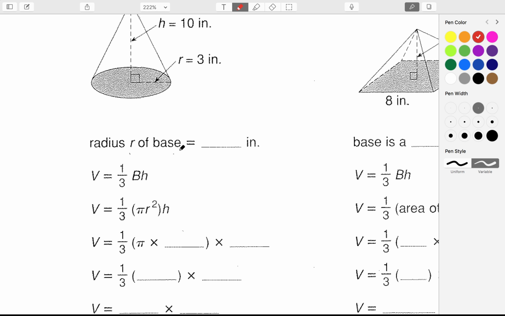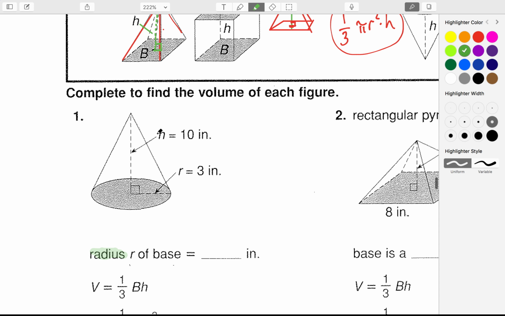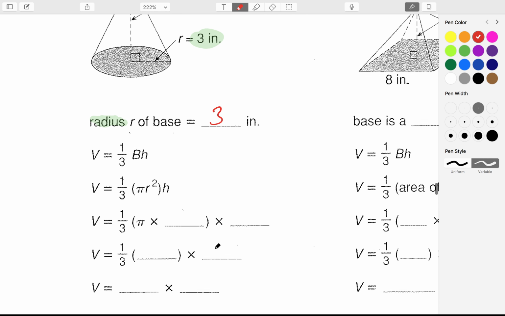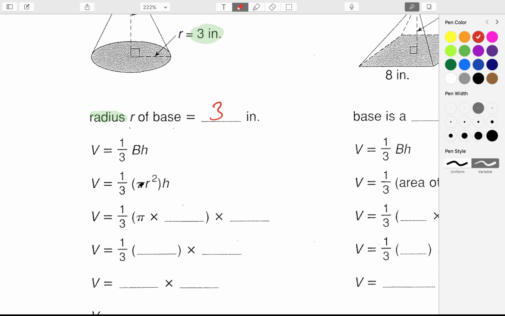The radius r of base is equal to, where's the radius? Do you see it? Looking for a radius right now. They only give you two things, the height, and here it is, the radius. Radius is 3 inches. So we're going to say the radius is equal to 3 inches. They changed the base to pi r squared times h, as I was explaining in the notes.